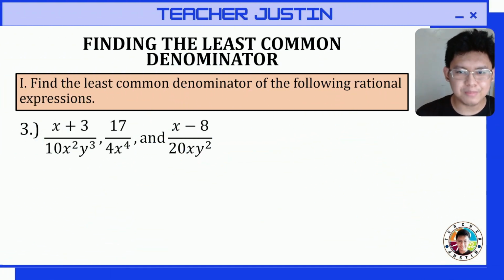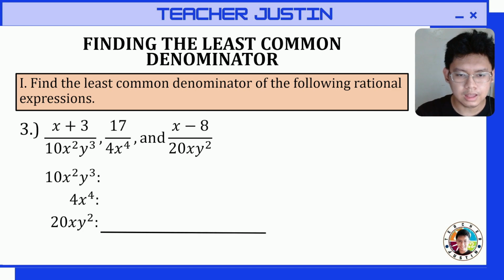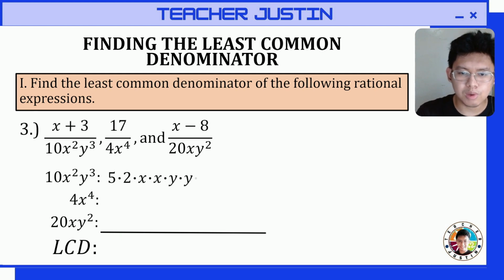Okay, let's find the least common denominator of the following rational expressions. So, kunin natin yung ating mga denominator. So, mga denominator natin, we have 10x squared y cubed, 4x raised to 4, and we have 20xy squared. Then, let's get the least common denominator by getting the factors of our denominator. So, since monomial yung mga denominator natin, ang gagamitin natin is prime factorization. So, let's apply prime factorization for 10x squared y cubed. That will be 5 times 2 times x times x times y times y times y.